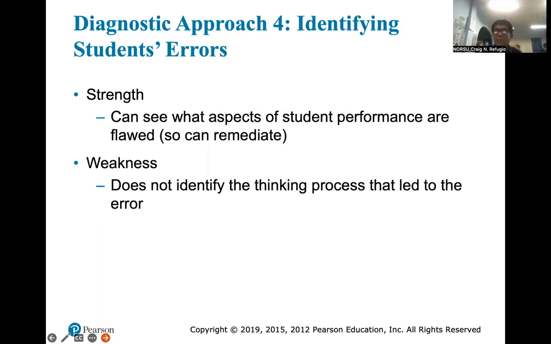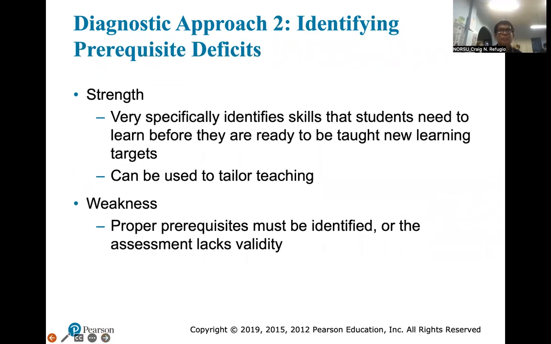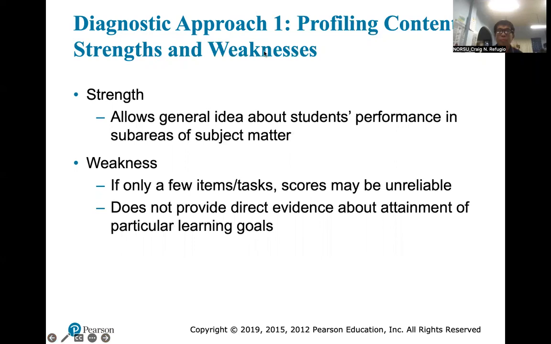It can see what aspects of student performance are flawed so that there can be remediation. That's still part of a strength. Weakness: it does not identify the thinking process that led to the error. So take note of the different approaches, looking at approach number 1, profiling content strengths and weaknesses.